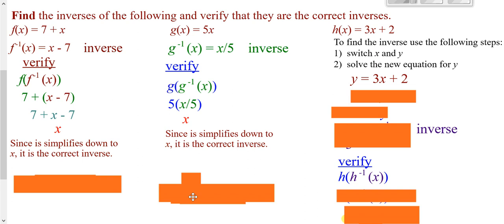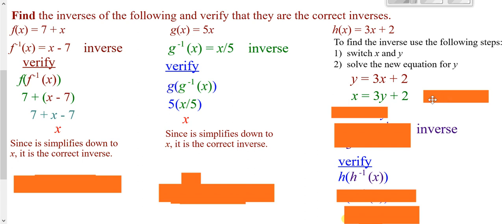Now, when you get more than one operation going on, like this one here, where you're multiplying by 3 and adding 2, it's a little bit harder to find your inverse just by looking at it. One way to do it is to switch your x and y values around and then solve the new equation for y. So remember, h of x is function notation, same thing as y. Bring this down. Now, to find your inverse, we have to switch our x and y.